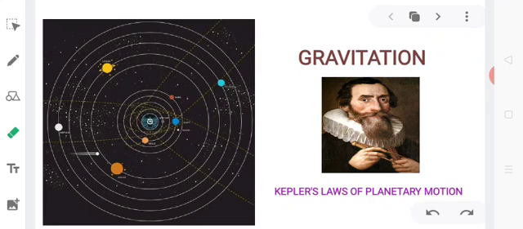Now a basic question arose: how could Newton derive the inverse square law? For that we need to understand Kepler's law, because it was from Kepler's law that Newton was able to derive the inverse square law.